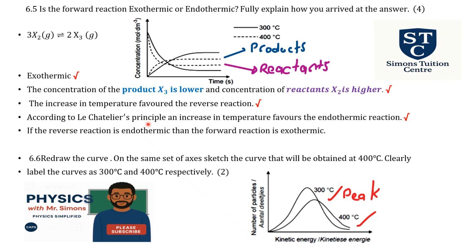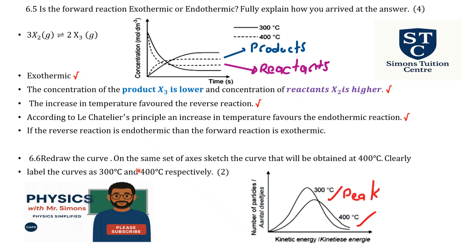Now, according to Le Chatelier's principle, an increase in temperature always favors an endothermic reaction. So if my reverse reaction is endothermic because it increased, then my forward reaction must be exothermic. Hope you follow, that makes sense to you. So my products became less, as you can see there, and my reactants became more. The reactants line is higher than this, but the products is lower.